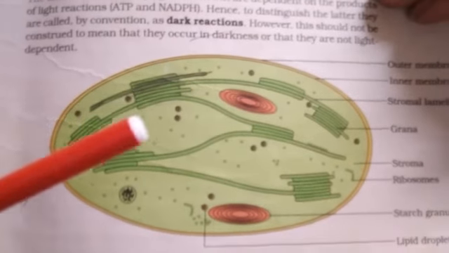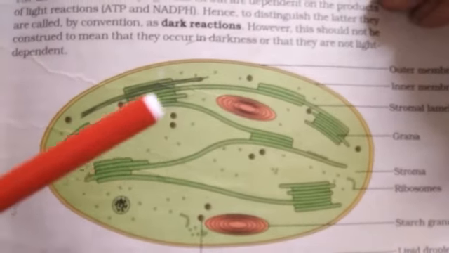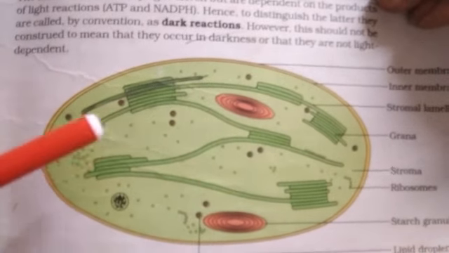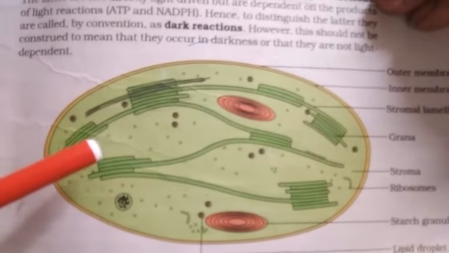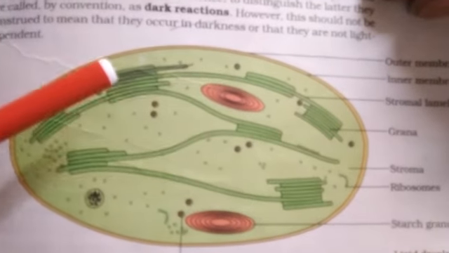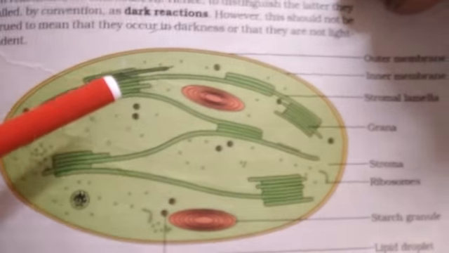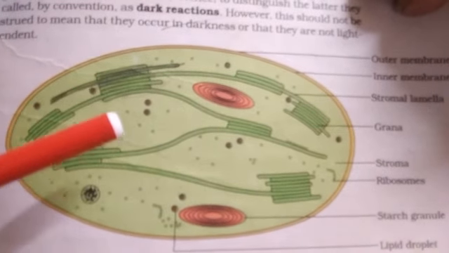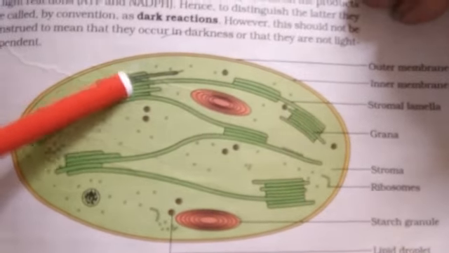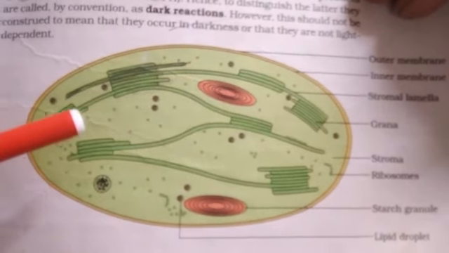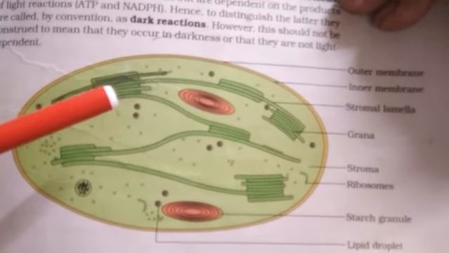We see here, this is the grana, these are the thylakoids, clear, and these are the stroma lamellae, which are the region where the light reaction occurs. So if we go for the location or the region where light reaction occurs, it is the grana and the stroma lamellae. Now in light reaction there are two types.